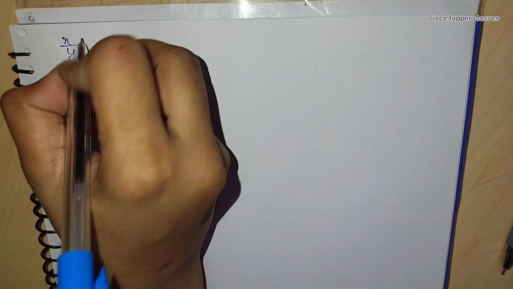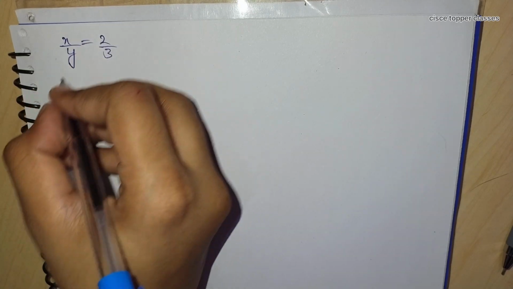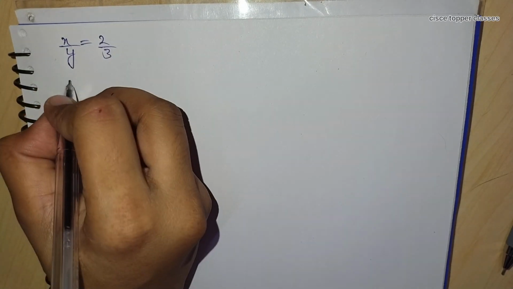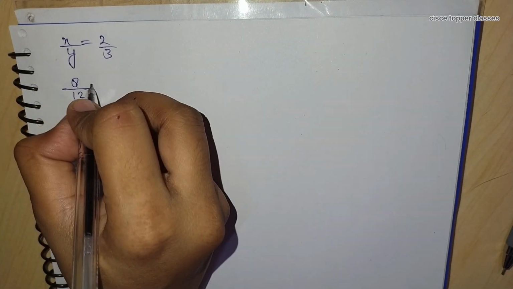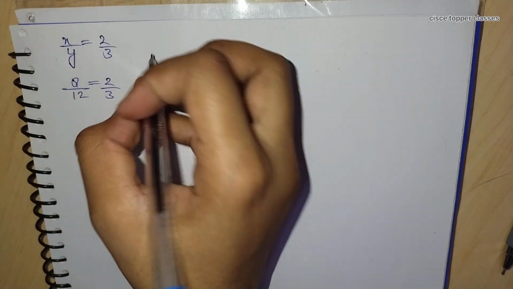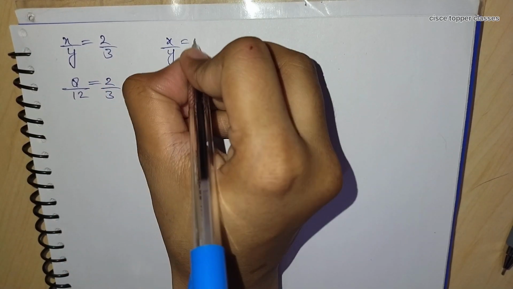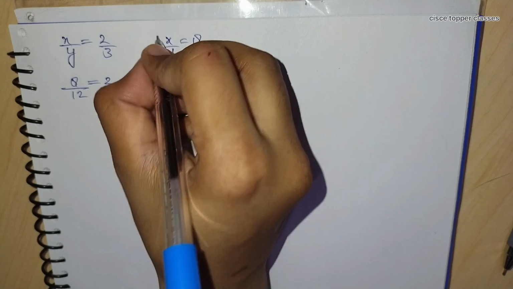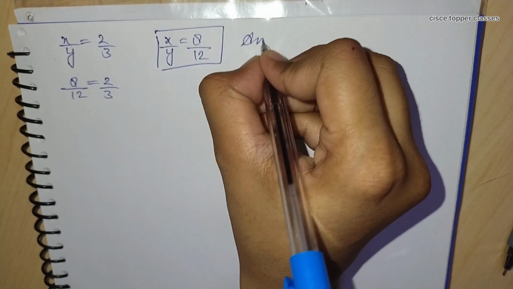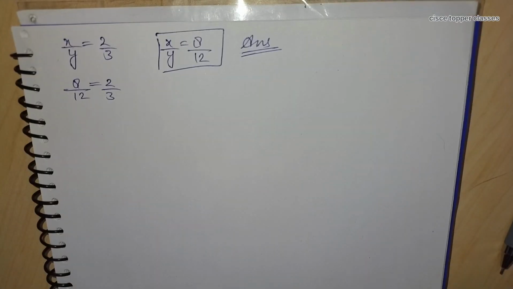Putting it in the form of ratio, we can write x by y equal to 2 by 3, and here we put the value of x and y, so 8 by 12 is equal to 2 by 3. Hence we have proved it. This is the answer of this question.